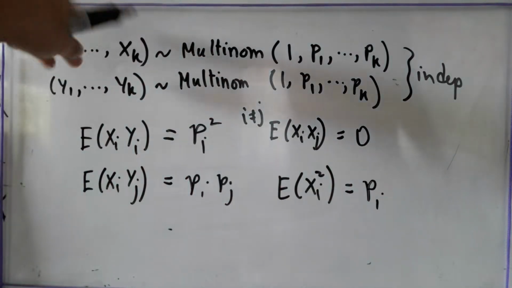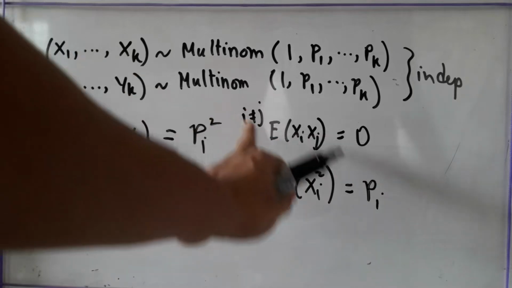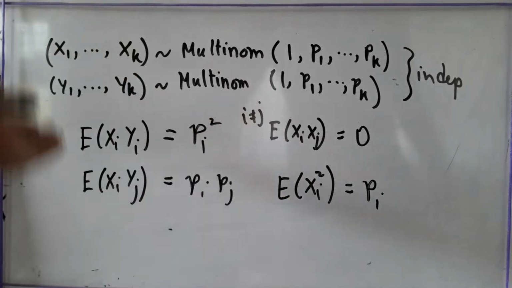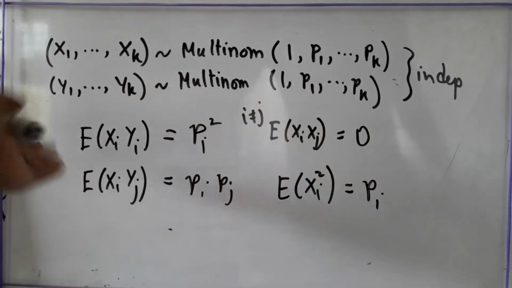So when you are working within the x's, or similarly within the y's, then i not equal to j or i equal to j makes a difference. But when you are doing the cross things, one x and another y, you have this general formula.